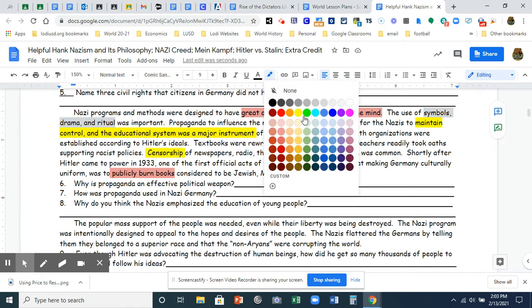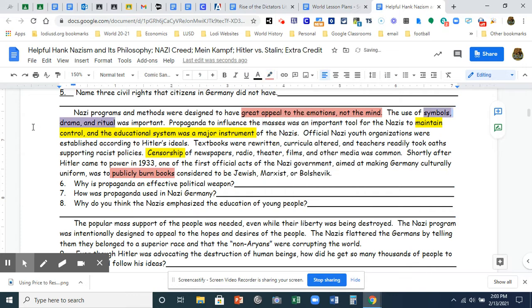I would go ahead and pause as you need to answer, but I'm going to keep going. So that way, when you unpause, I'm still going. Why do you think the Nazis emphasized the education of young people?